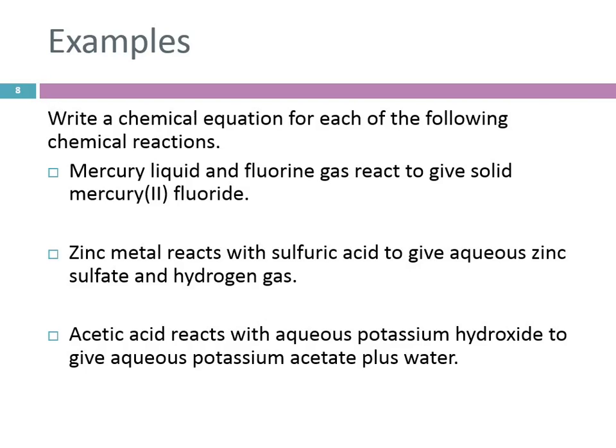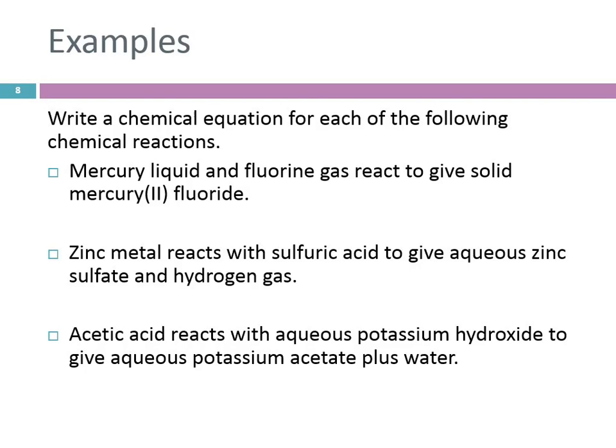So here we're going to write chemical equations for the following chemical reactions. If you've had chemistry before, we're not going to worry about balancing or anything here. We're just going to write down the reactants and products. So mercury liquid and fluorine gas react to give solid mercury(II) fluoride. They're going out of their way to give us the states, and so we're going to practice writing them down.